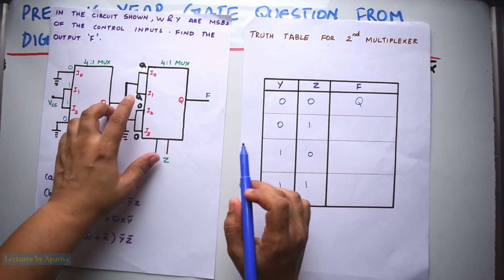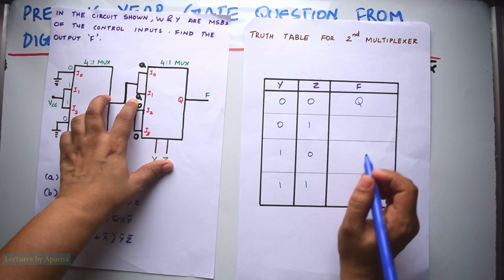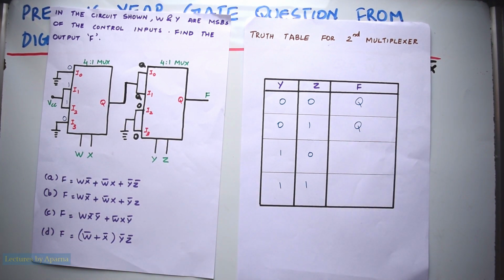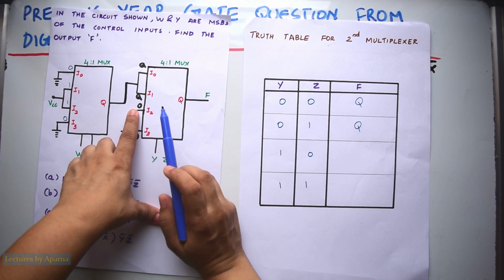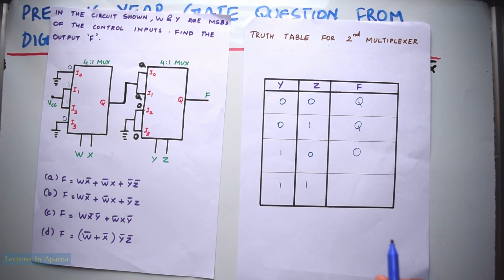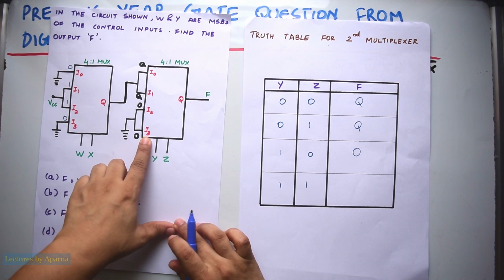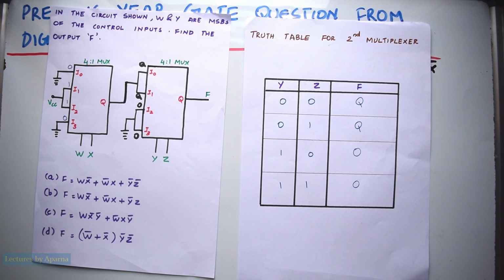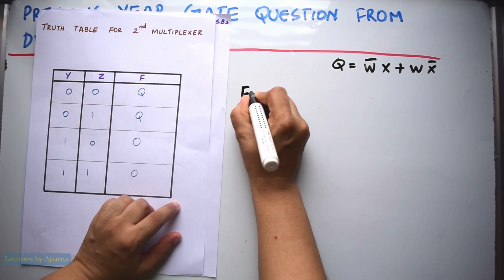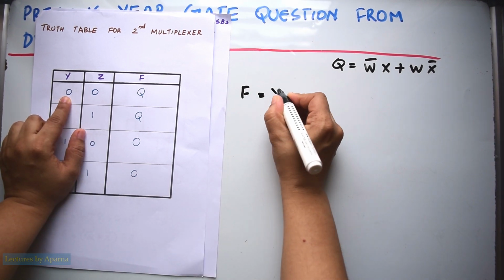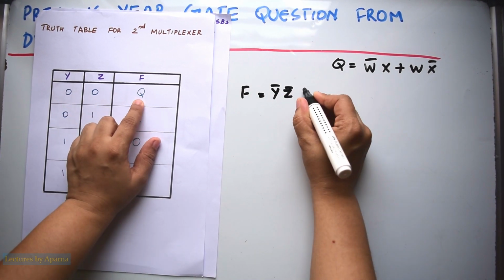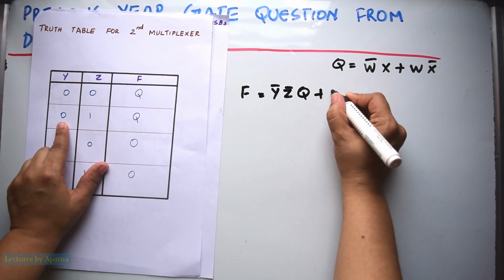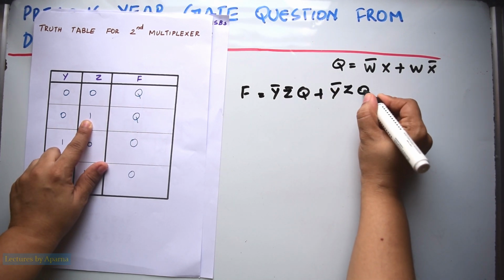When it is 0, 1, I1 will be selected. Here also it is Q. So you write Q here. Now when the combination is 1, 0, I2 will be selected. At I2 it is 0. And when the combination is 1, 1, I3 will be selected. At I3 it is 0. So you get a 0 at F. Now we can write the Boolean equation for this. So we can write F is equal to Y bar Z bar Q plus Y bar Z Q.